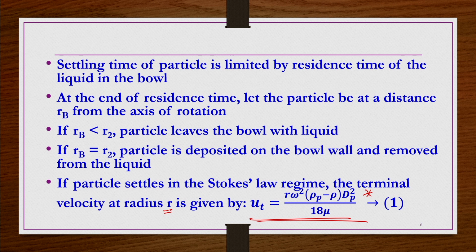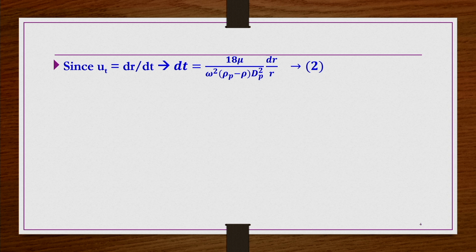Those things we have done: settling velocity of particles under gravity as well as under the centrifugal field. So, under the Stokes regime, if the particles are settling due to the centrifugal field, then the velocity is given by this expression. Now, ut is nothing but dr by dt, where r is the position where the settling velocity we are calculating. So, from here we can write dt equals 18 mu by omega square (rho p minus rho) dp square, times dr by r.